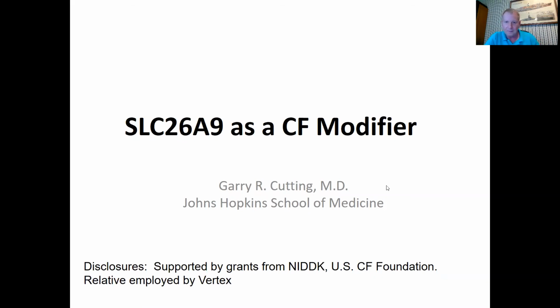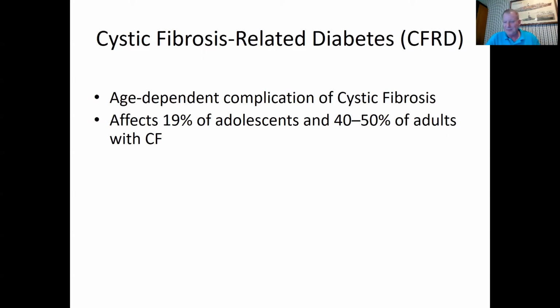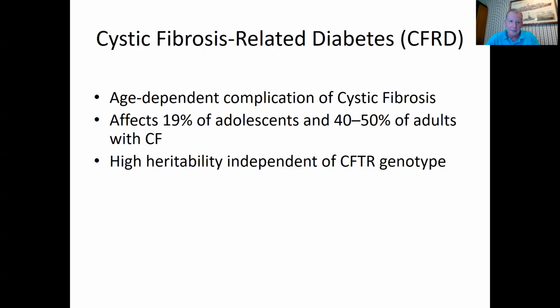And the question is, how did we become interested in SLC26A9? So that story actually begins with our search for modifiers of cystic fibrosis-related diabetes. It's an age-dependent complication that affects about 20% of adolescents, but a much larger fraction of adults with CF, so a very important complication associated with reduced survival and increased morbidity.